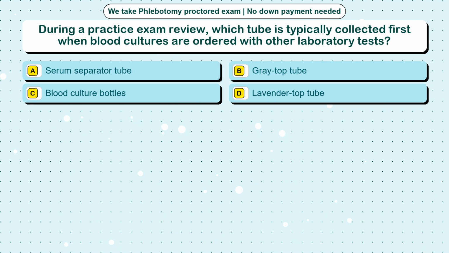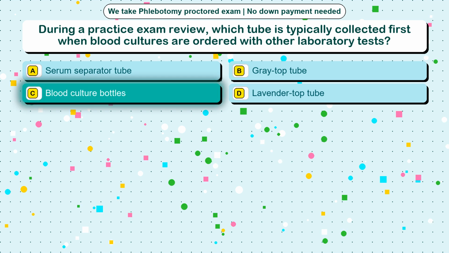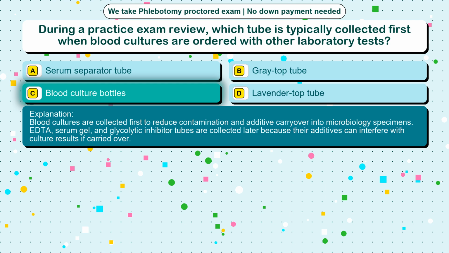Question 64. During a practice exam review, which tube is typically collected first when blood cultures are ordered with other laboratory tests? Option A, serum separator tube. Option B, gray top tube. Option C, blood culture bottles. Option D, lavender top tube. The correct answer is option C, blood culture bottles. Blood cultures are collected first to reduce contamination and additive carryover into microbiology specimens.